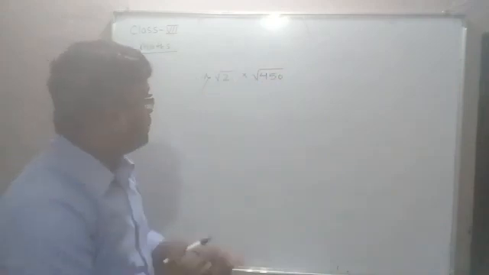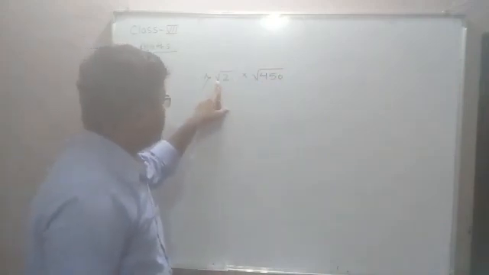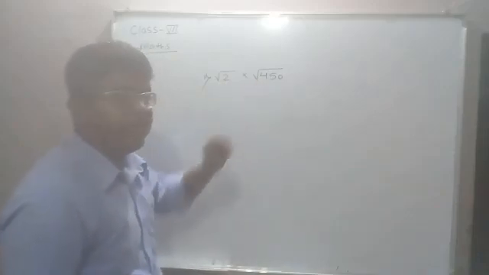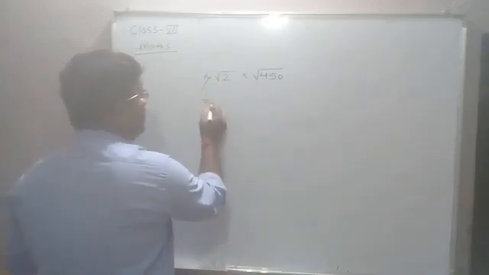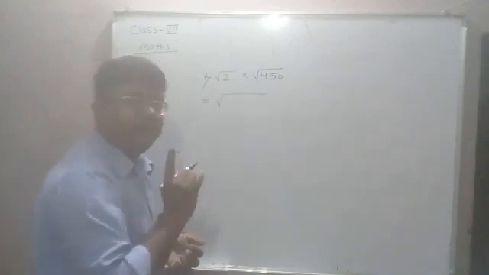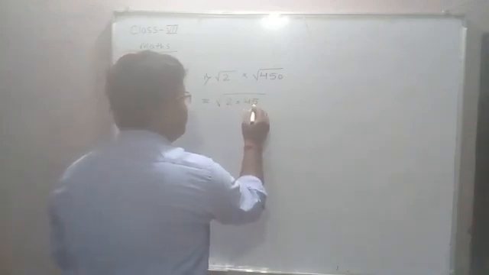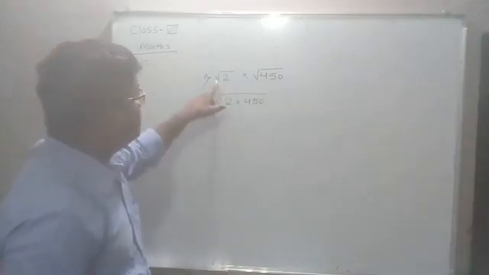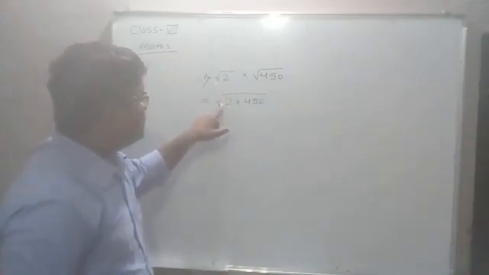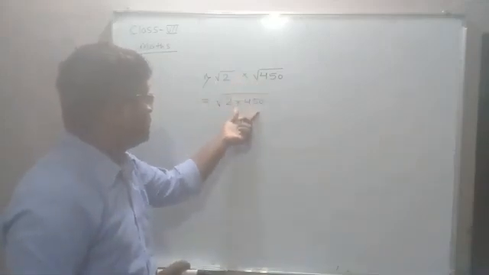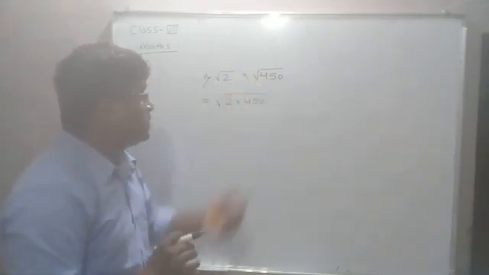As we know, this is also under the square root, that is the square root 2, and this is also square root 450. So what we can do is write it under only one square root, that is 2 into 450. This square root is for 2 also, and this square root is for 450 also. So we can combine both terms in this way.